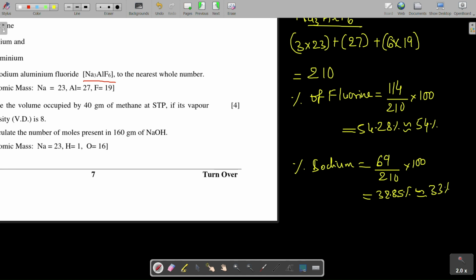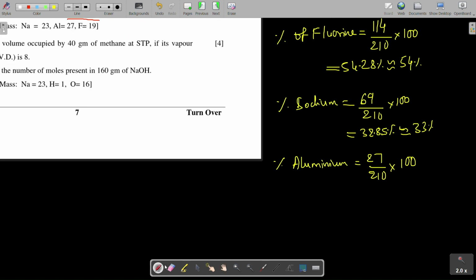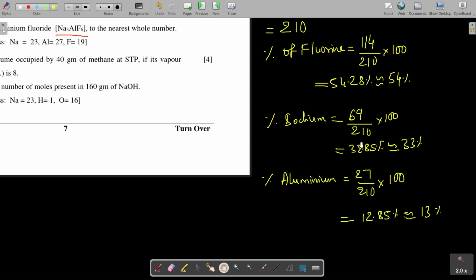Percentage of aluminium: aluminium is 27, only one atom is there, so 27 by 210 into 100. So if you do that, you will get 12.85%, or approximately 13%. Okay, finally when you add all these three, it should be 100%.